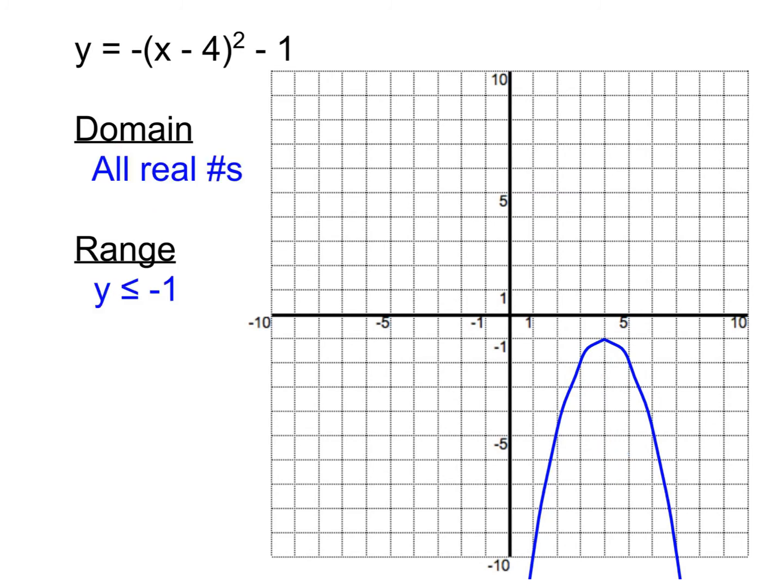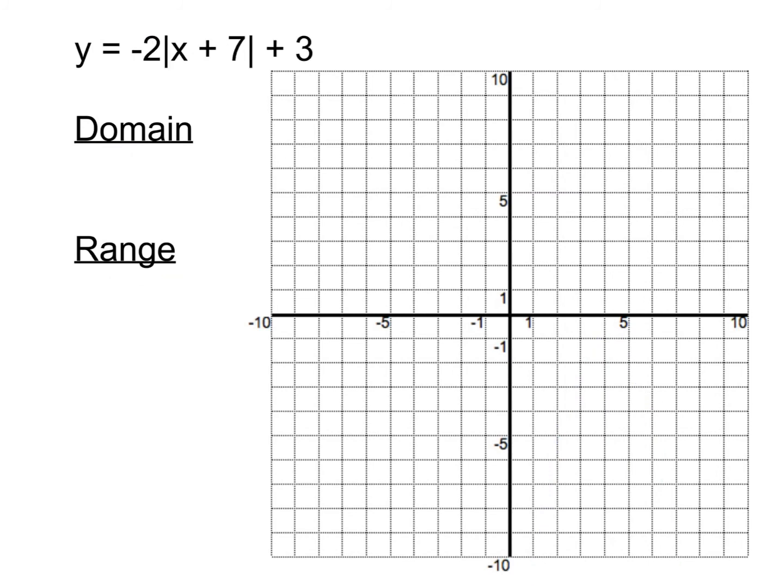All right, and finally, one last one here to do together. We're going to take a look at what the domain and range would be for this function. Again, I want to start by plotting the points and seeing where it ends up as the graph. So the +7 moves it left 7, the +3 moves it up 3.